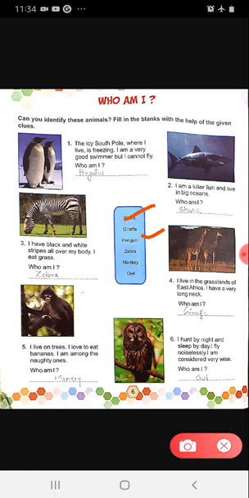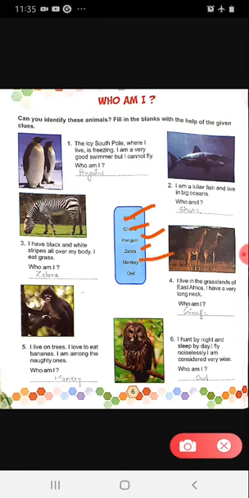Now, the next: I have black and white stripes all over my body. I eat grass. So, who am I? Zebra. The next is, I live in a grassland of East Africa. I have a very long neck. So, giraffe is the right answer. Second last is, I live on trees. I love to eat bananas. I am among the naughty ones. So, who am I? That is monkey.